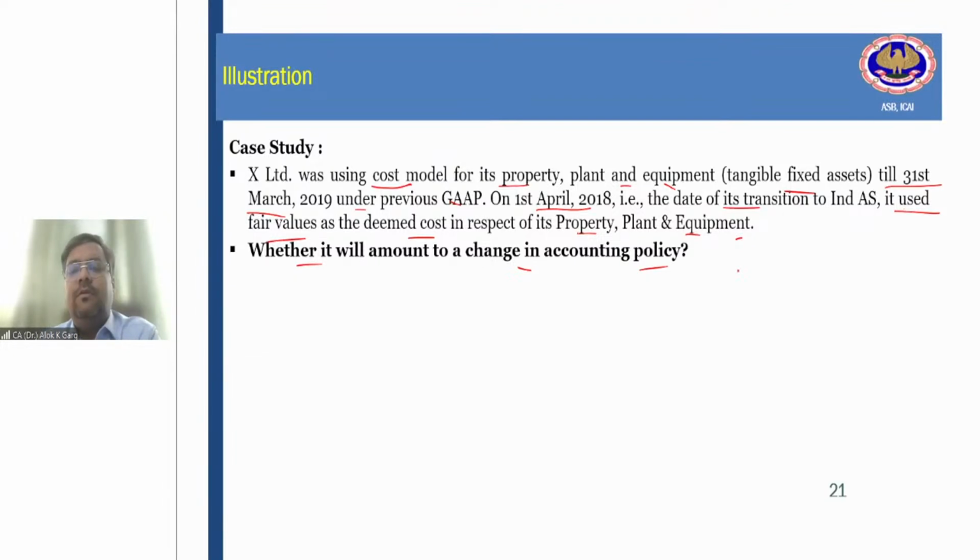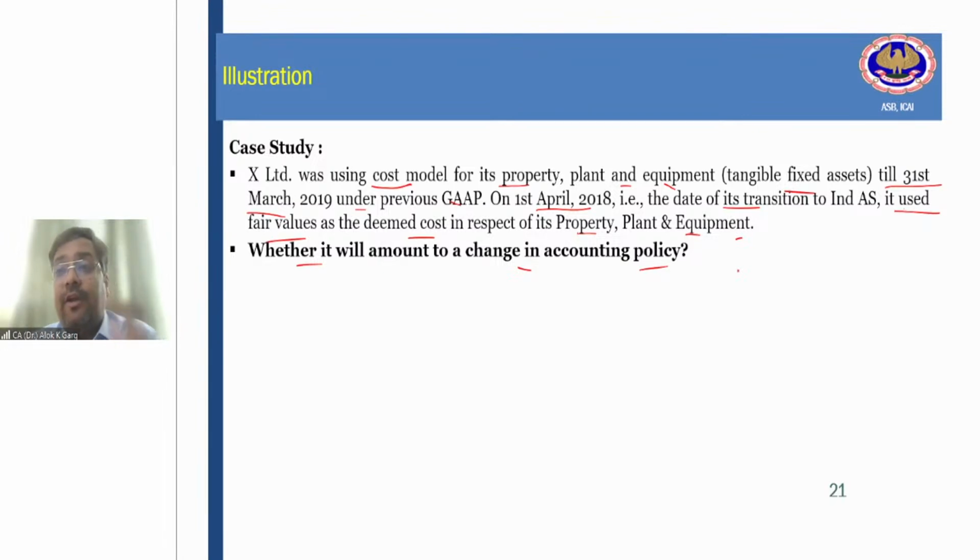So why I'm saying so, I have given you an example of Reliance, right? So Reliance was using cost model, but when they did this Ind AS transition, they have done the fair valuation on the date of transition, right? So can we say that this fair valuation is a change in policy? And if you are saying a change in a policy, so we have to apply this policy consistently in every year. And in that case, we have to do the fair valuation and revaluation every year. Have you understood what I'm trying to say?